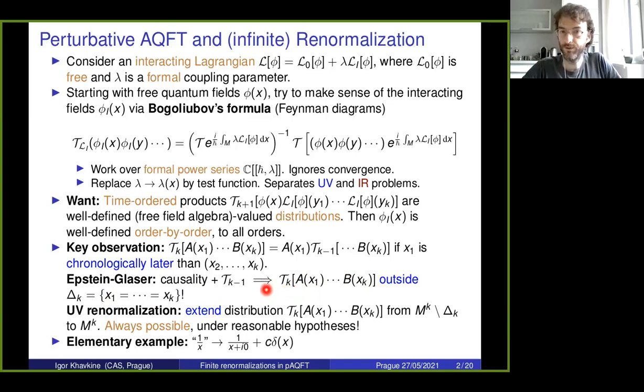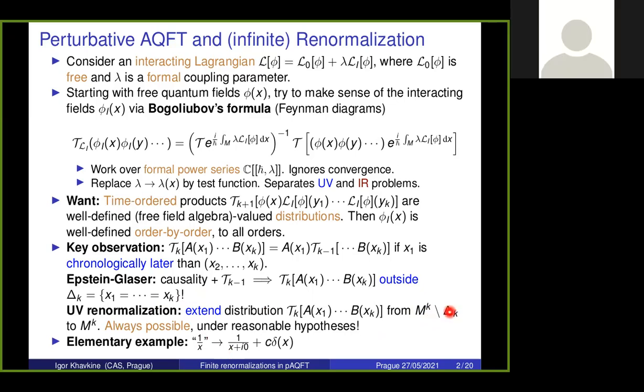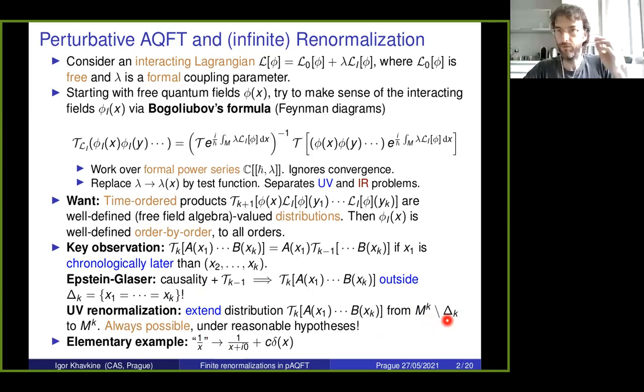And this is where renormalization actually happens, okay? Because this is a distribution, right? It's now defined on k copies of Minkowski space, whatever spacetime you're working on, k copies of the spacetime minus this small diagonal, okay? But we do expect this distribution to have singular behavior as the points all come towards each other and approach this thin diagonal, all right? And when you look at UV divergences, as they typically appear in quantum field theory in textbooks, essentially they come from this singular behavior, right?